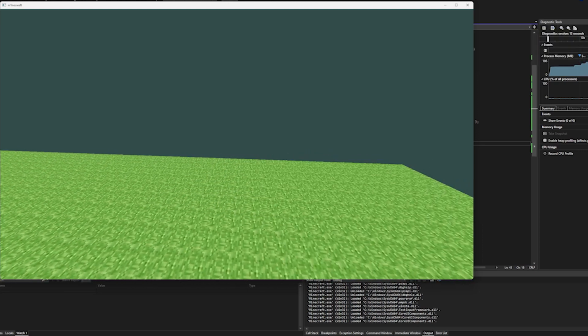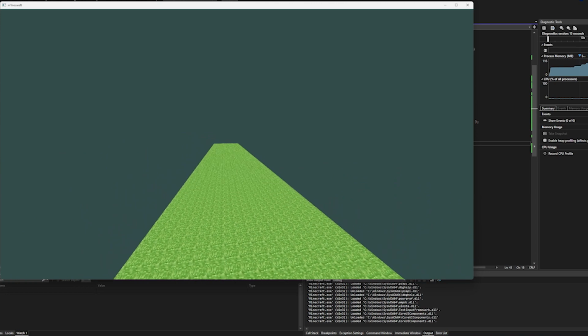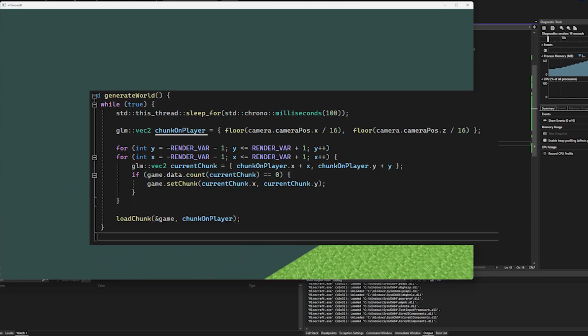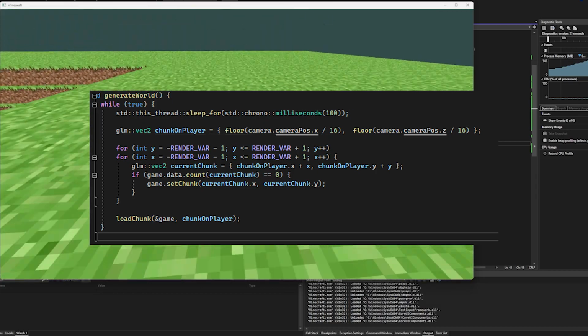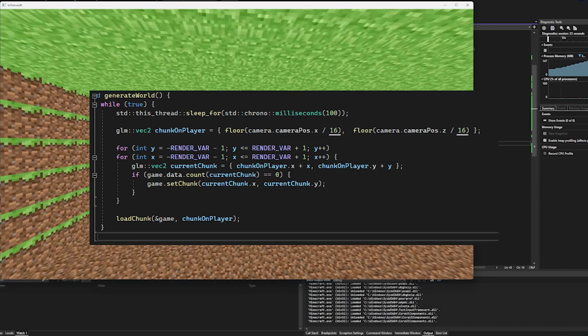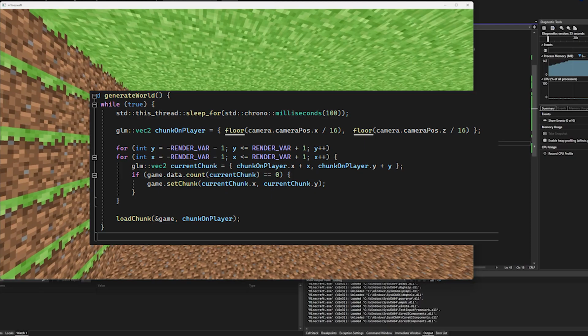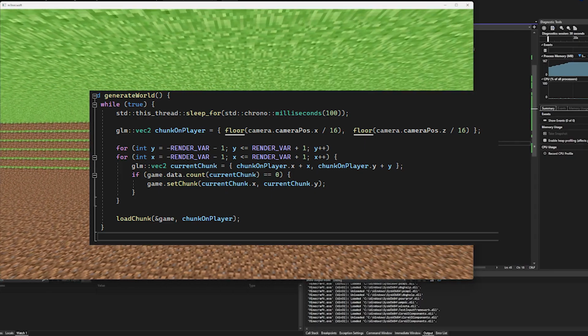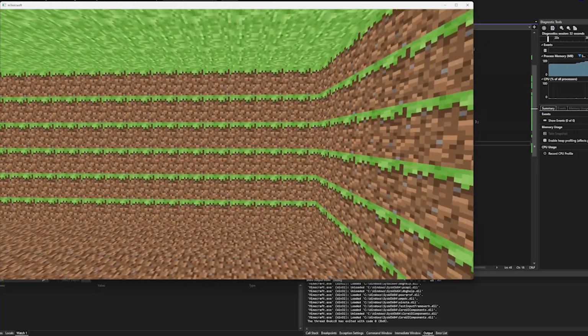So what I'm doing here more specifically is whenever the player moves over to a new chunk, i.e. whenever the player's position is divided by 16, and then you floor that number. Whenever that number changes, then the player has moved over to a new chunk, and then you generate a new chunk.